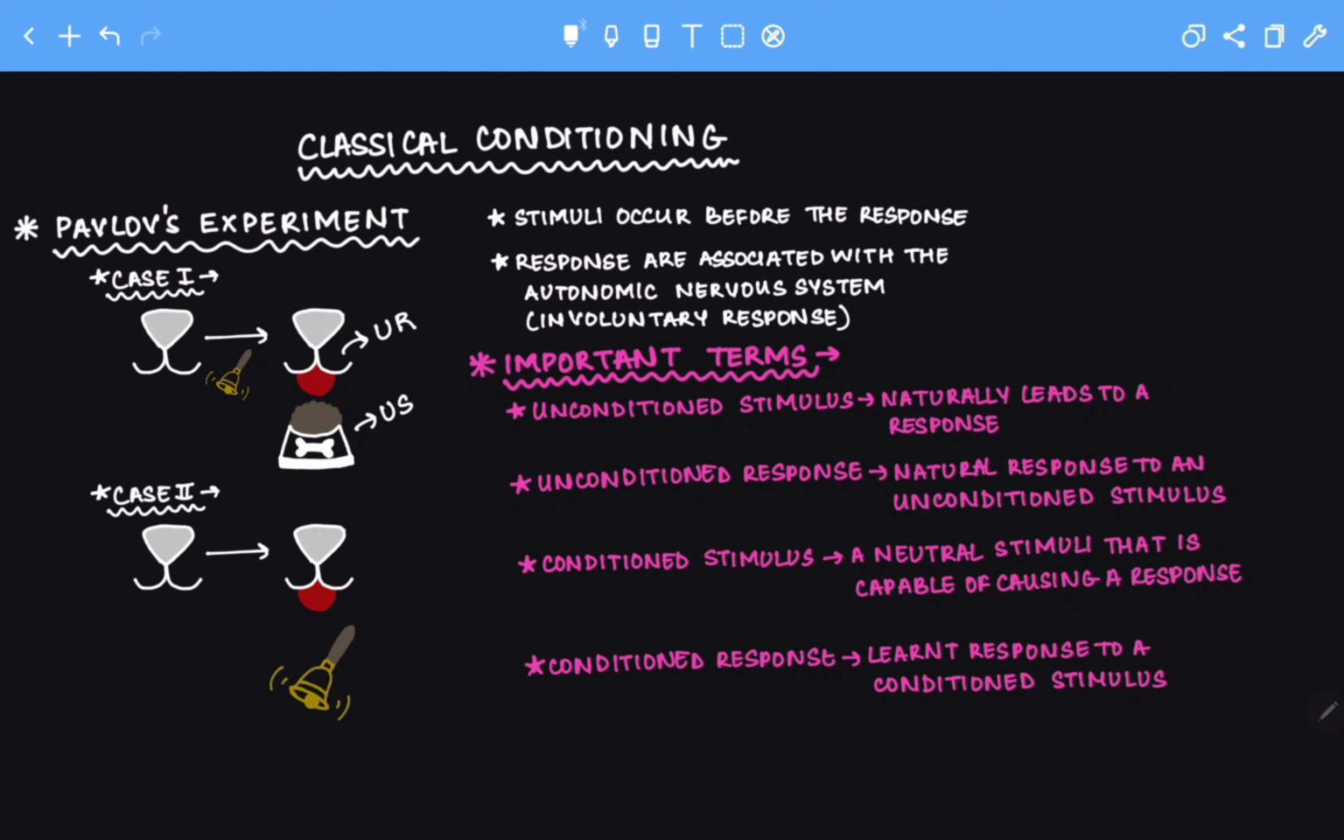And finally, we have a conditioned response, which is the learnt response to a conditioned stimulus. The dog has learned to salivate when the bell rings. Hence, the dog salivating is the conditioned response.